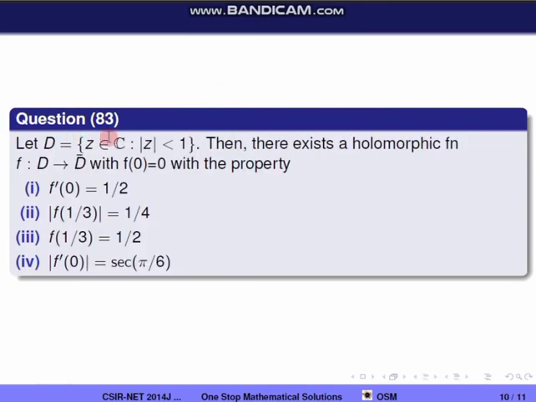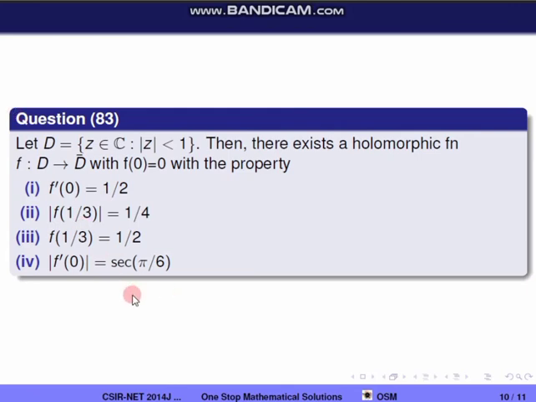Next question, question 83. Let D be the set of all z in C such that mod z is less than 1. Then there exists a holomorphic function f from D to D bar with f of 0 equal to 0 with the property. So if we define a holomorphic function with this value, then which of the following is satisfied by this function?